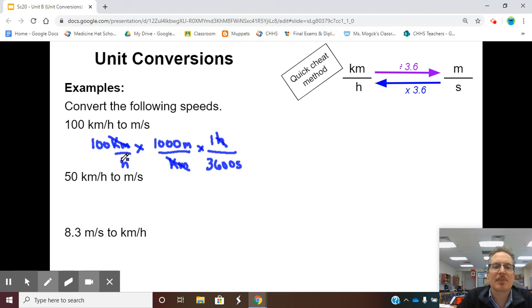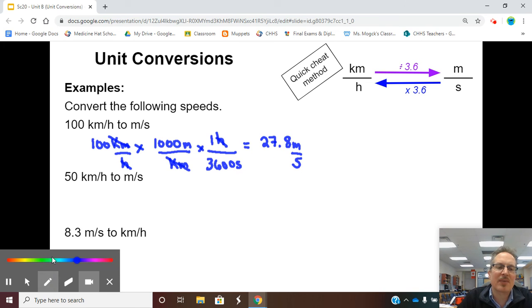So hours on top, hours on bottom. In my calculator, I'm going to go 100 times 1,000 divided by, because it's on the bottom, 3,600. And my speed is 27.8 meters per second. So 100 kilometers per hour is the same as 27.8 meters per second.